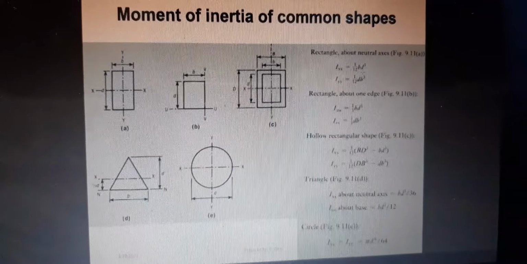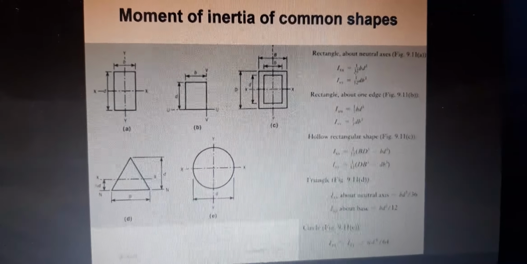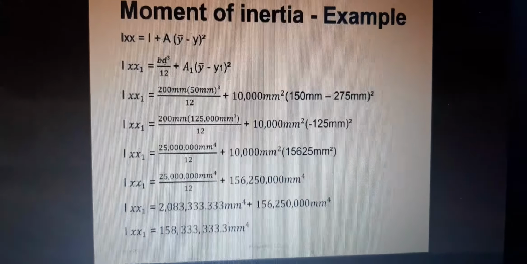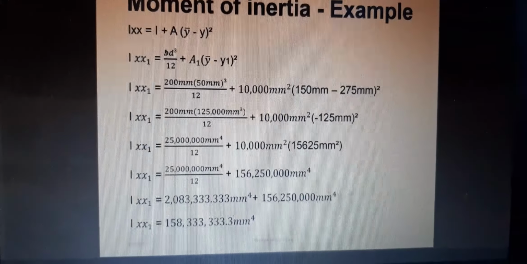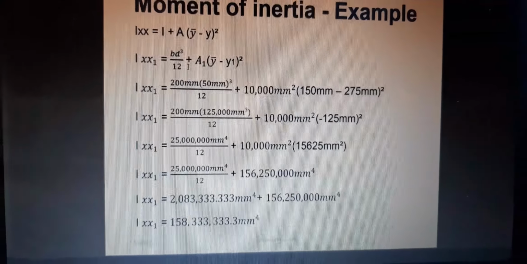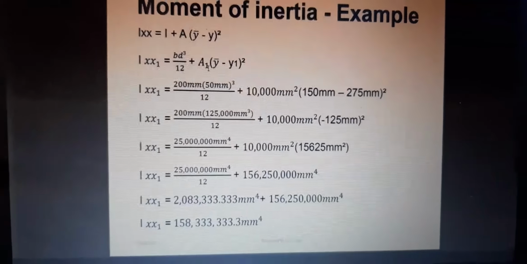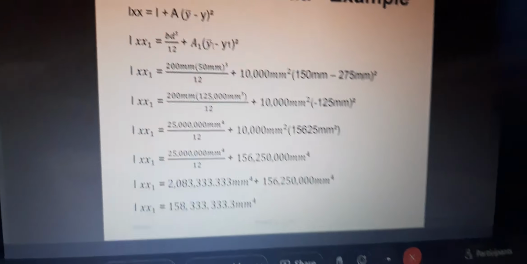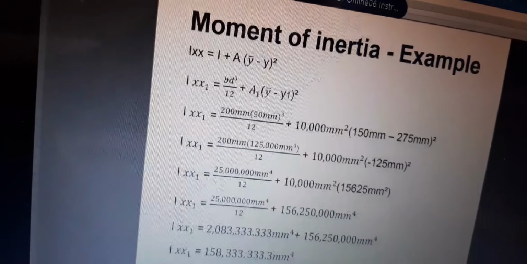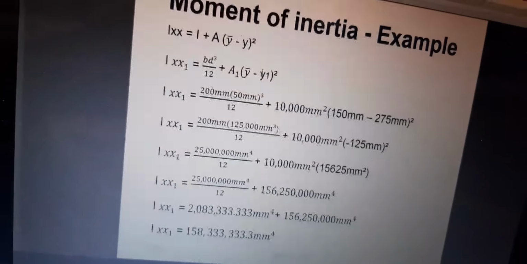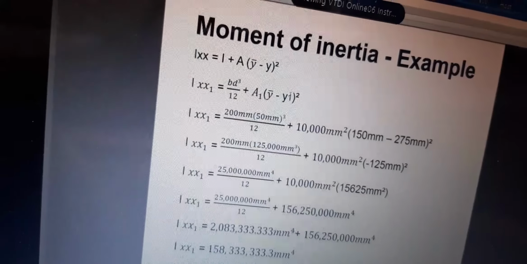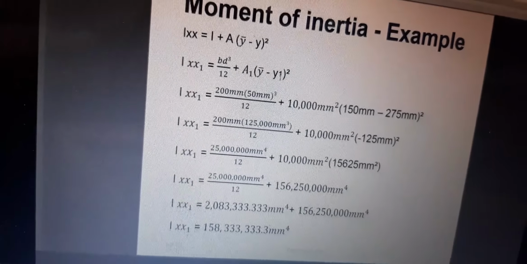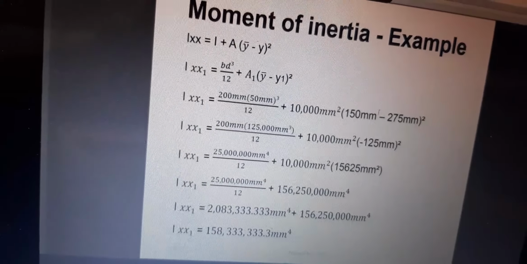For IXX, you will substitute 1 over 12 BD cube. So see it right there? 1 over 12 BD cube. Because it's 1 over 12, you notice that I just have the BD cube over 12. That is fine. Plus area 1, open bracket. This is the total distance you would move on your y-axis for the center of gravity, and this is y2, the center of gravity along the y-axis for section 1. After you have that formula written out, you're plugging in the information that you have.